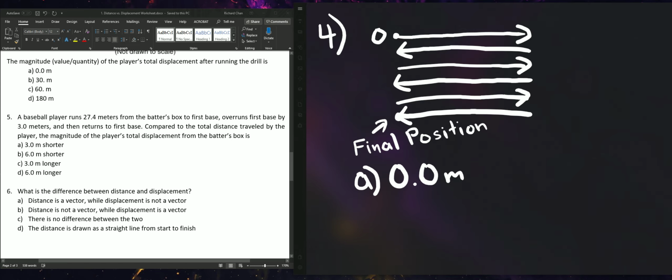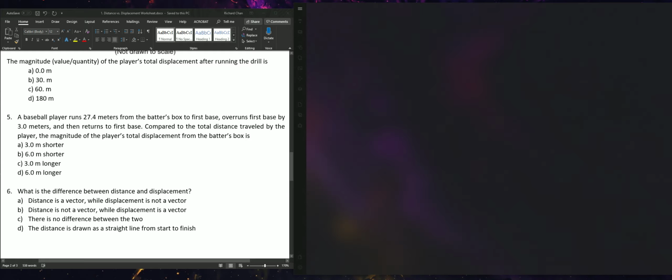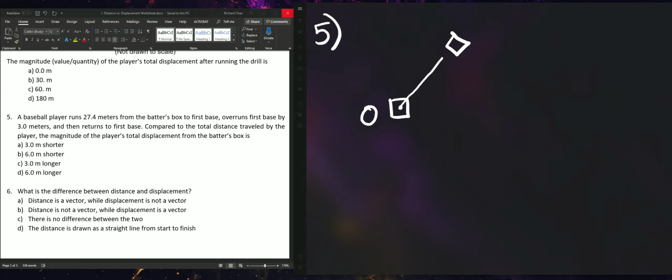Let's move on to 5. A baseball player runs 27.4 meters from the batter's box to first base. Okay, 27.4 from batter's box. Let's just switch batter's box for home base. Alright, so let's say your home base is this. Let's say this is first base. Okay, and so you travel here. That's 0. Go all the way over here, and that takes you 27.4 meters.